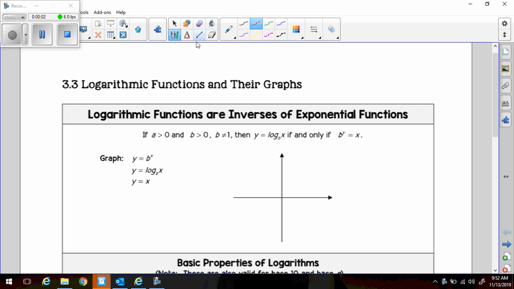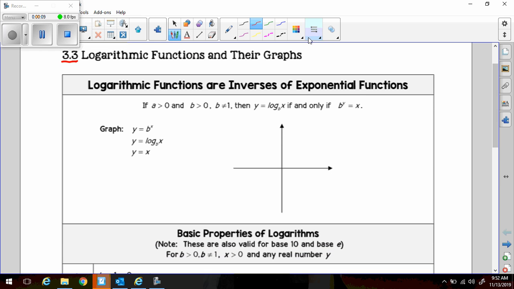Good morning. This is Unit 3, Day 3, and we're going to talk about log functions and their graphs. So first we need to understand the difference between a log and an exponential.